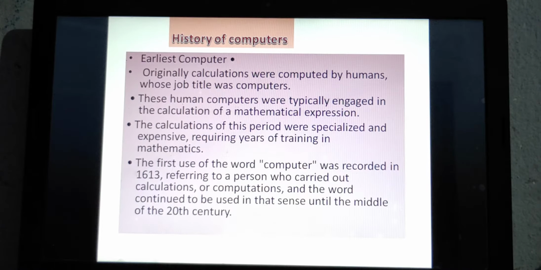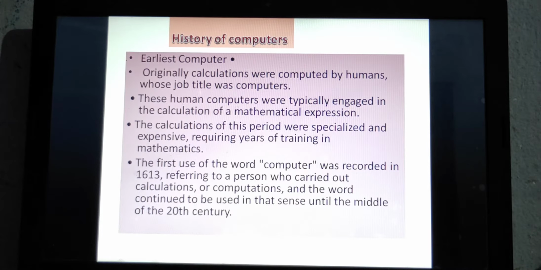So in my previous lecture video, I gave you information about the history of computers, in which you learned how, before the invention of computers, people used to do calculations using pebbles, stones, bones and fingers of their hands. And I also gave you information about some early computing devices.